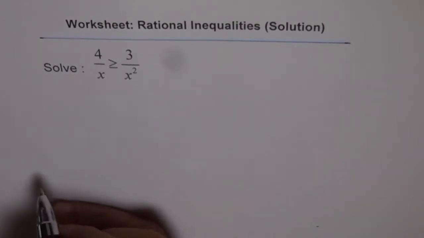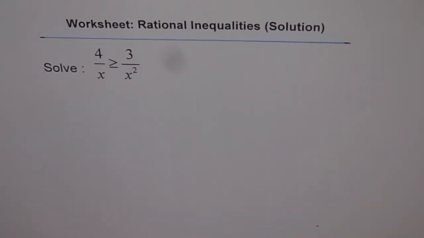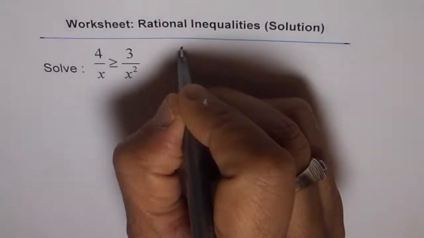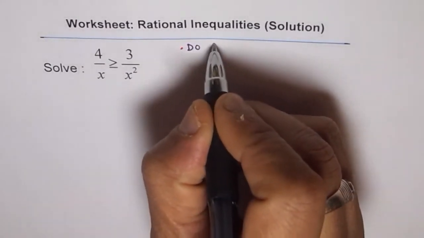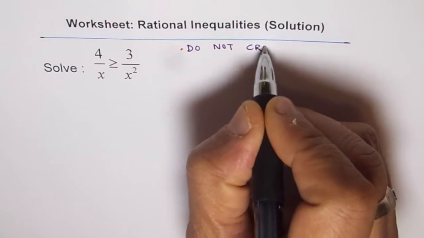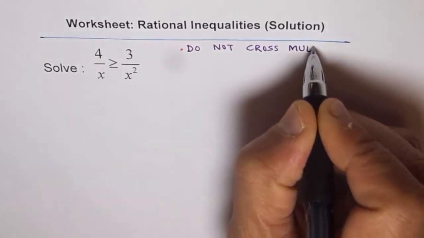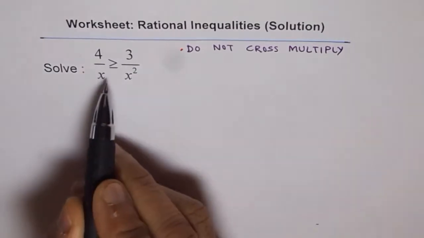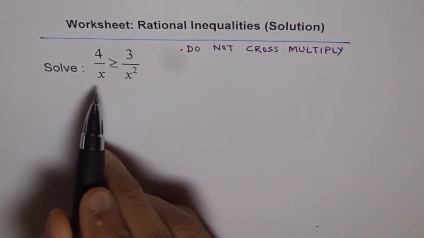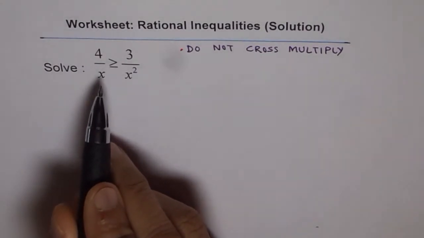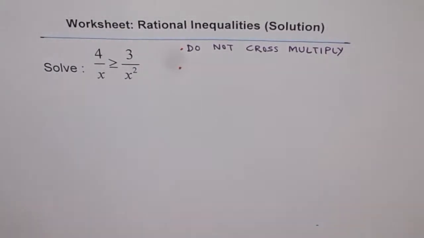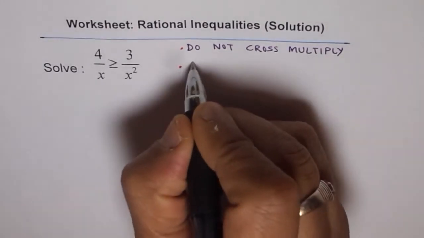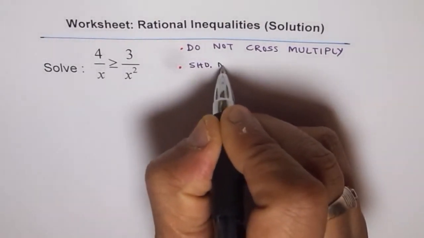The right way of doing it is don't cross multiply. Let me just remind you what not to do here. First, do not cross multiply. If this was an equation, you could have done that. But when it is an inequality, you cannot do it. That is a major no-no. Now the second thing which you should never do is, I should not cancel terms.